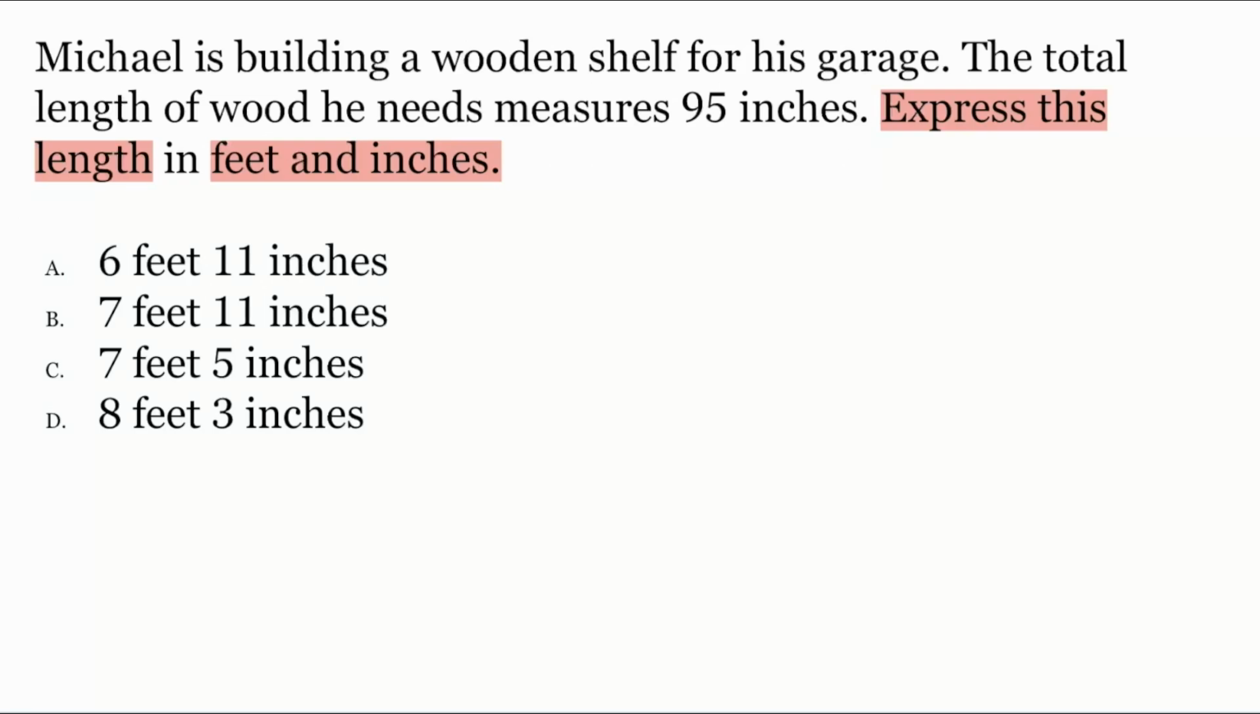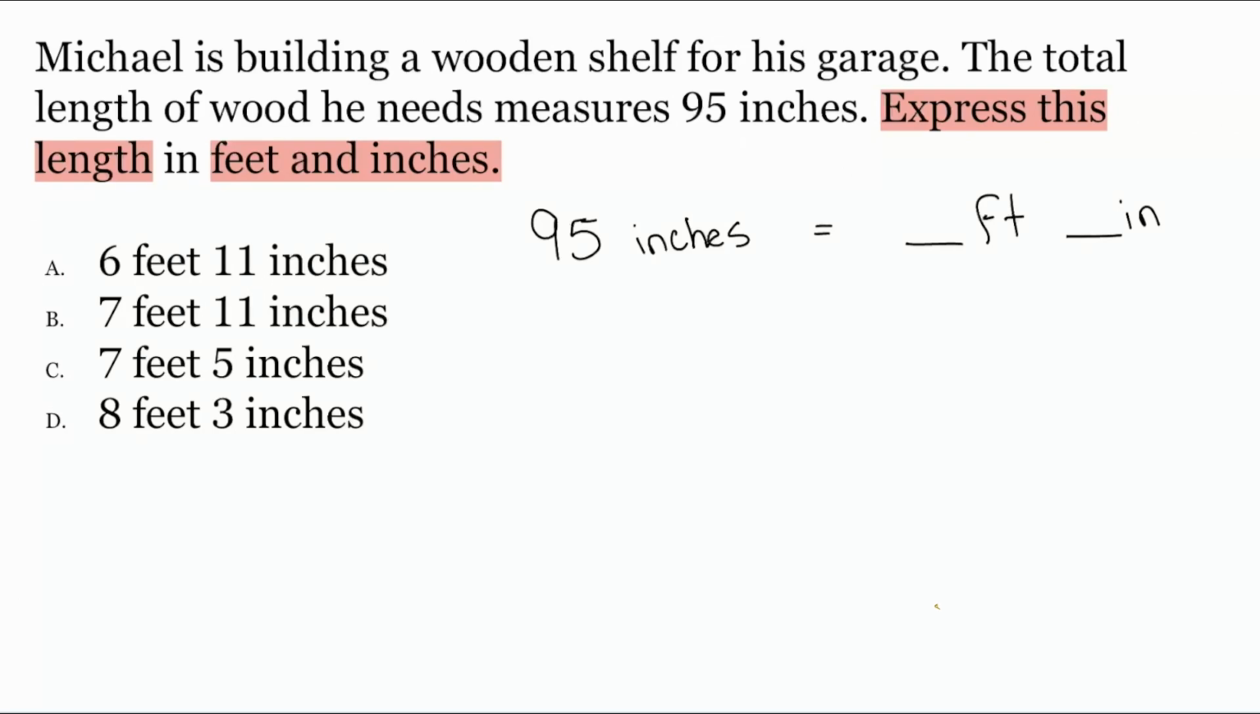Now, if we read through the story, let's take it slow here. Let's understand what's going on. We're talking about our buddy Michael here, and Michael is building a wooden shelf for his garage. The total length of wood he needs measures 95 inches. Okay, sounds good. So we have 95 inches is what we're starting off with, and we're trying to end up with feet and inches.